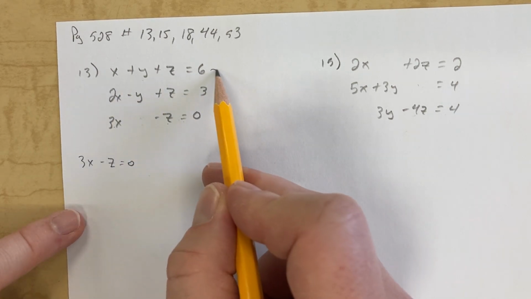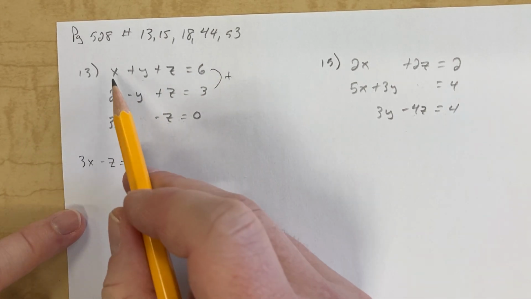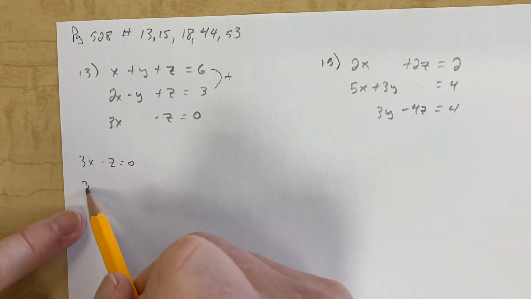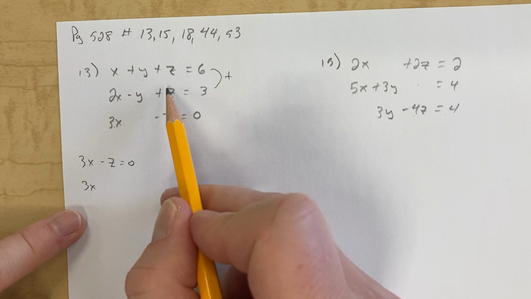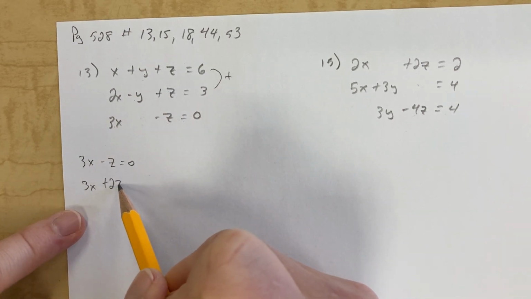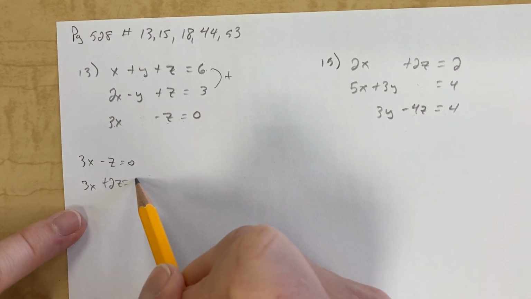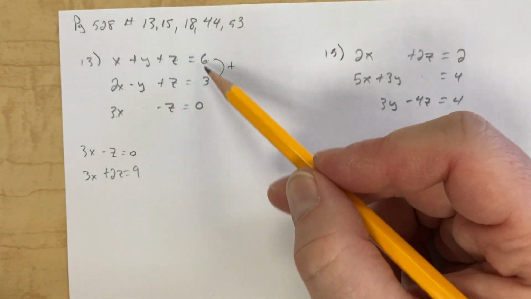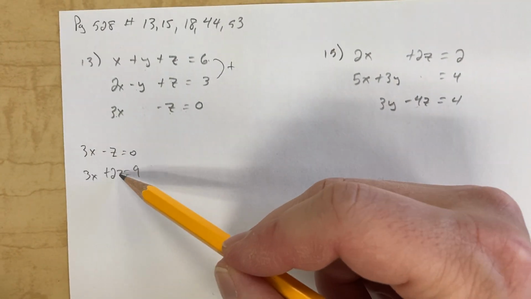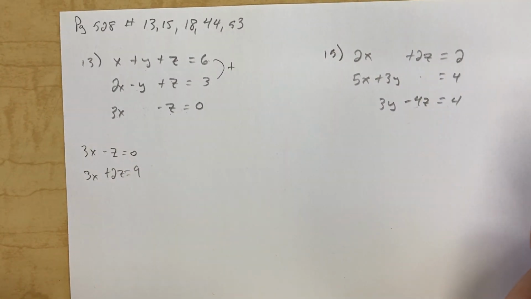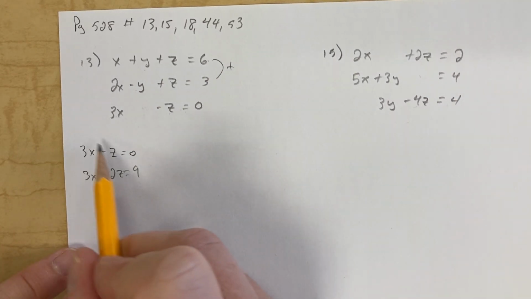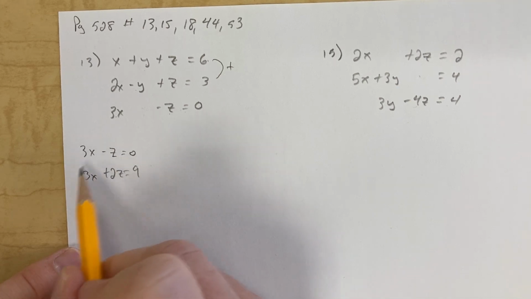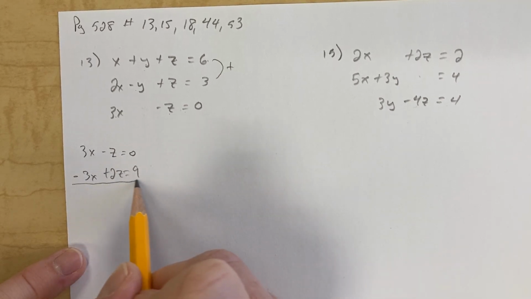What we're going to do is just simply add these two equations together. 1x plus 2x is 3x. Y plus negative y is 0, that goes away. Z plus z is 2z, and 6 plus 3 is 9. So we add those two equations together, that gives us x's and z's, and we already had one that just had x and z in it, so that's kind of a nice thing. So now what I can do is try to eliminate, and the easiest way to do that is just go ahead and subtract these equations.